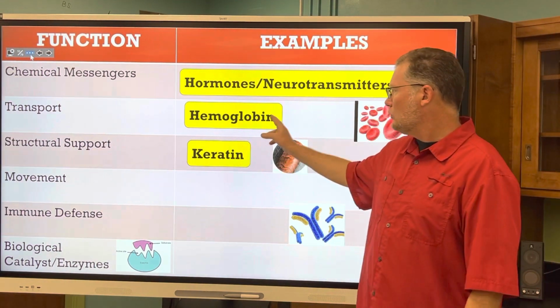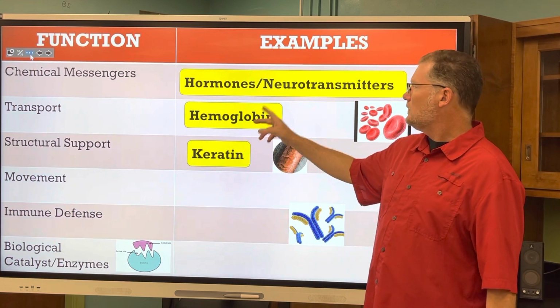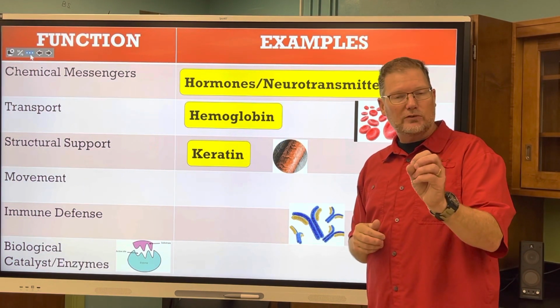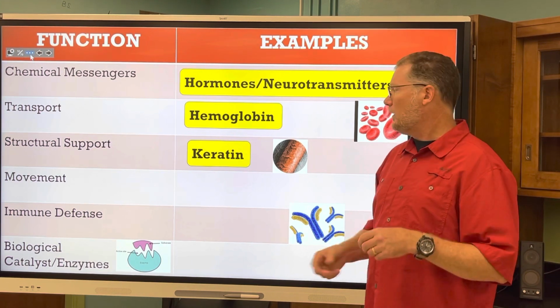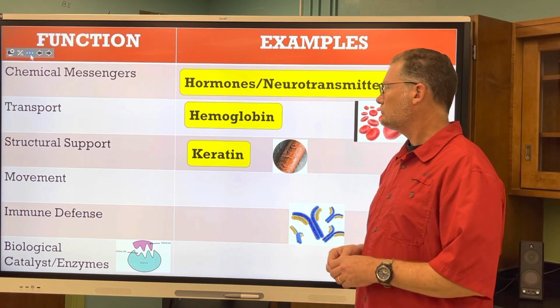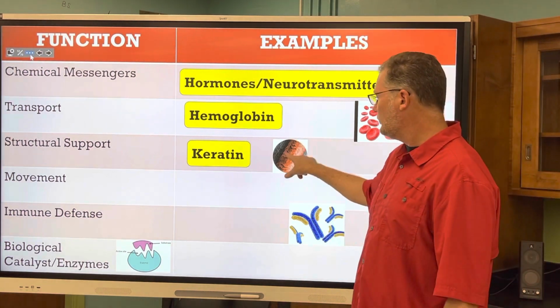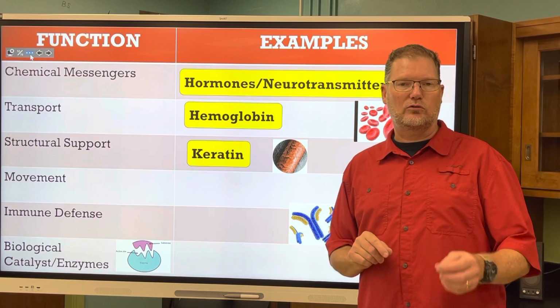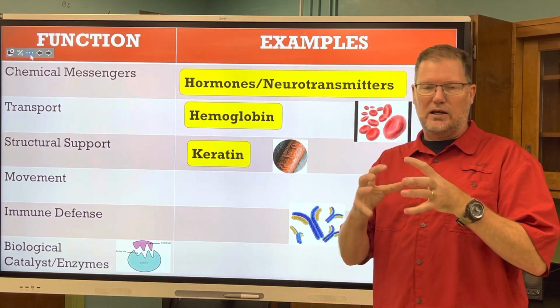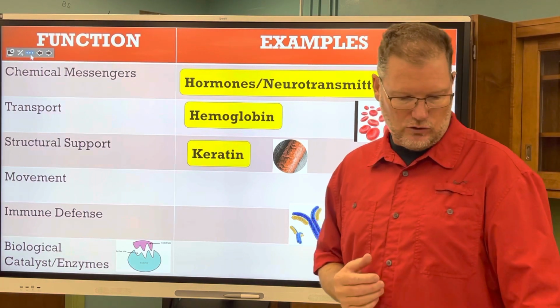Keratin, and so you're seeing a little bit of a pattern here. Not up here really, but anything with "in." Remember, anything with "ose" on the end was a sugar. Well, anything with "in" on the end is a protein. Keratin, this is a microscopic view of a strand of hair, but your nails, and there's some in your skin as well. Keratin is the main protein in your hair and nails.